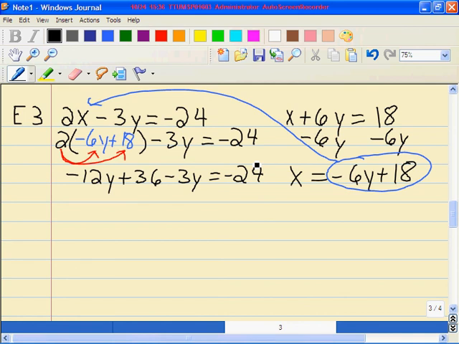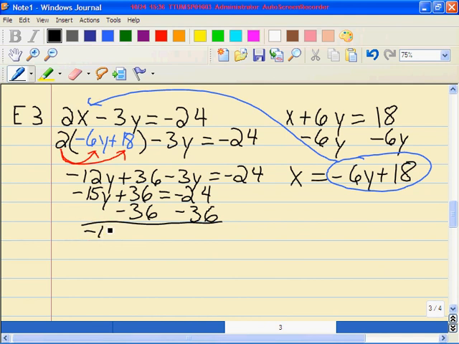We'll collect like terms in here. I have a negative 12y and a negative 3y, which will give me negative 15y plus 36 is equal to negative 24. I'll move my numbers to the right now since my one variable is on the left. Minus 36 from both sides. Negative 15y will then equal negative 60. Divide by negative 15. And y will equal 4.